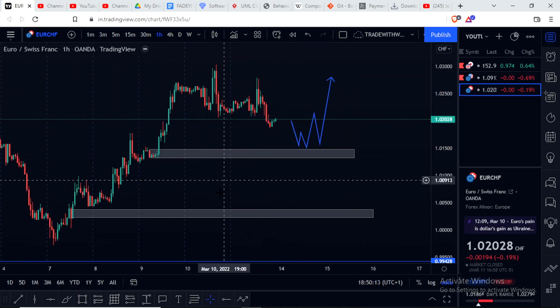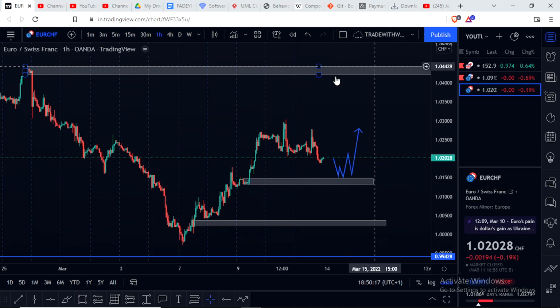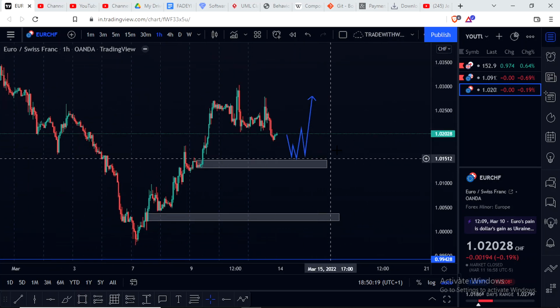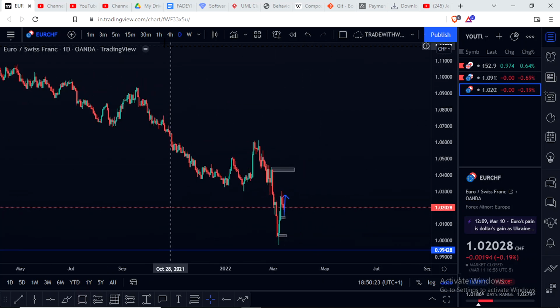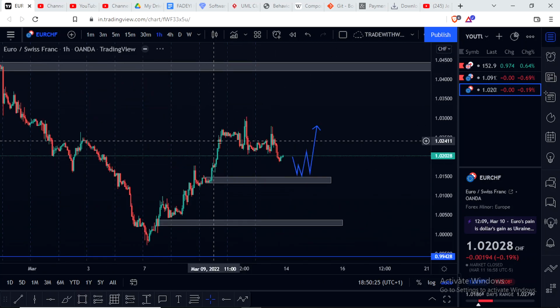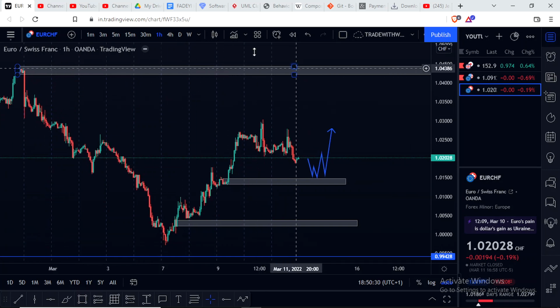So this is what I'm expecting for EURCHF. Then tap into this bearish structure, and then we can look to sell back into the daily or weekly demand zone. These are the supply zones I'm watching out for. Just this one here. I love this imbalance at this point, so this should be a very good target.